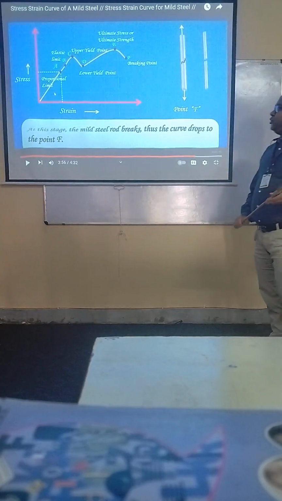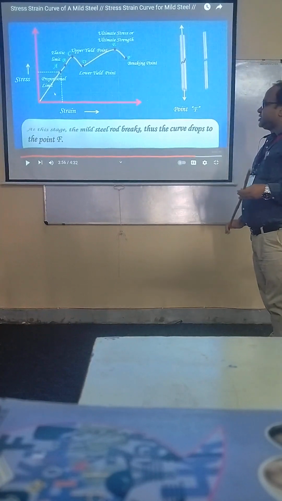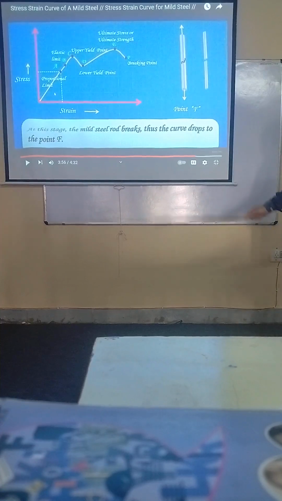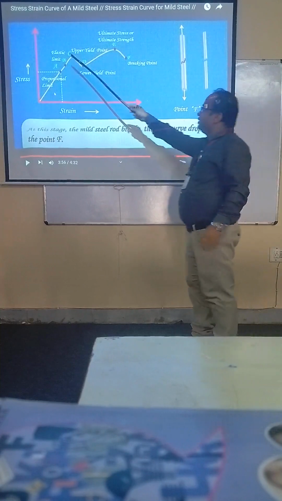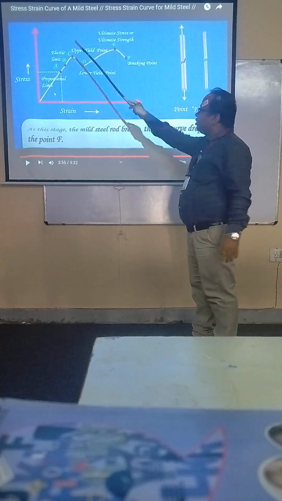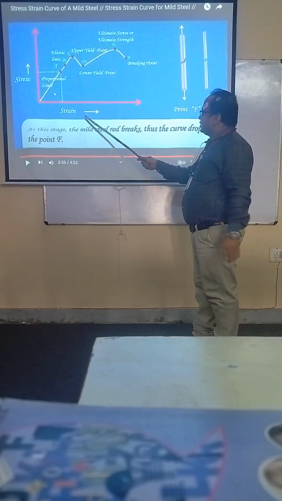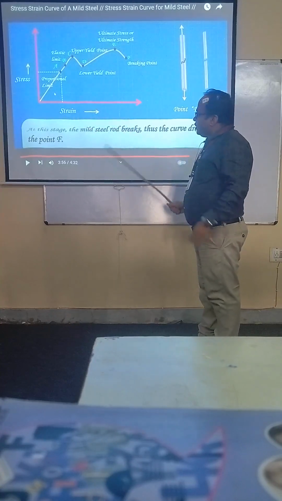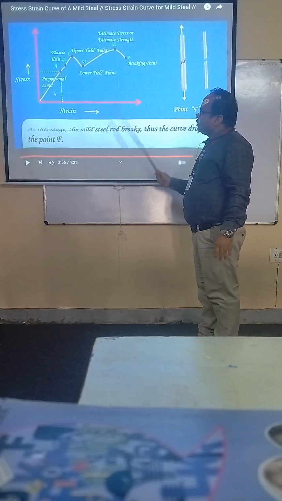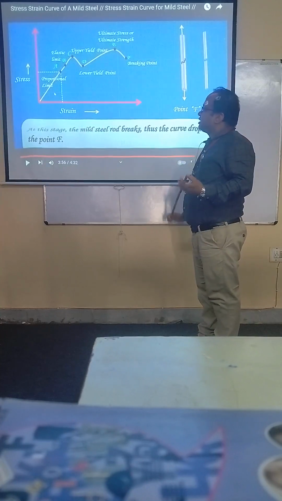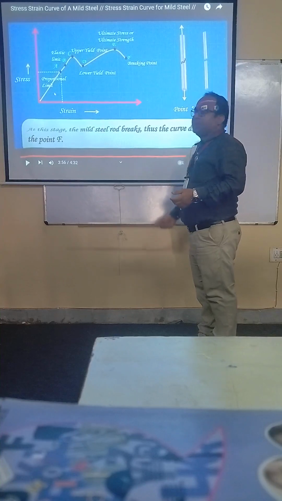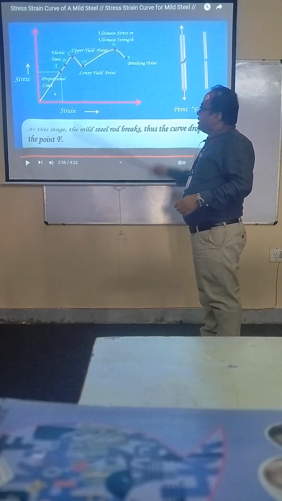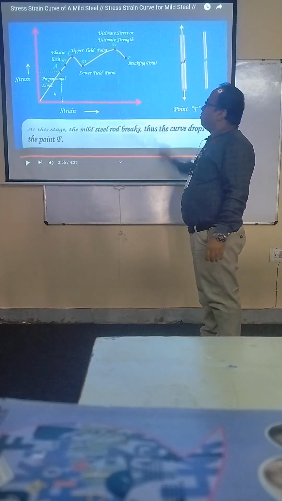Next, we are going to view the stress versus strain diagram for a mild steel specimen. Okay. So now you can see this is the diagram which shows strain on the x-axis and stress on the y-axis. When the strain increases, the stress also increases, and vice versa. So when the stress increases, this diagram will be formed.